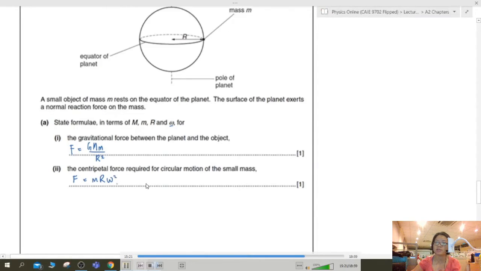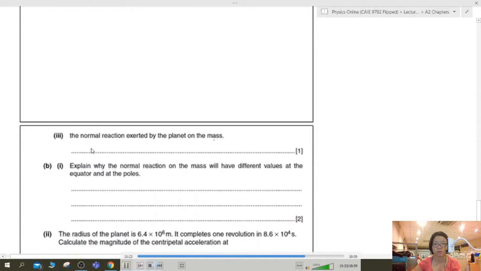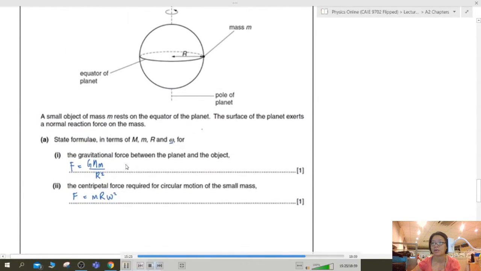So this one is moving in a circle. Make sure your m looks like a lowercase m, so it will be m r omega squared.